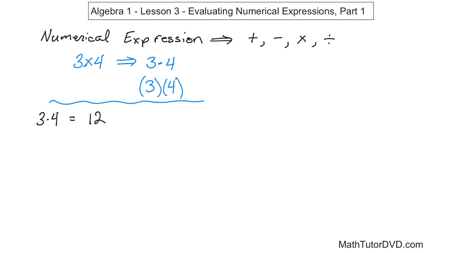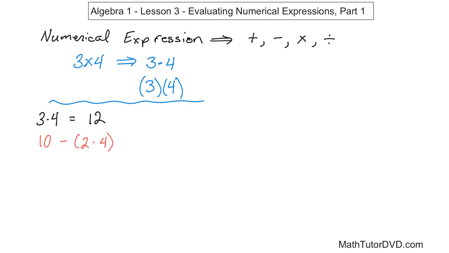So let's get to a couple more complicated ones here. What if you had the numerical expression 10 minus, and we'll use those parentheses again, 2 times 4. So again, we have these parentheses, and I mentioned this in the last lesson. Anytime you see parentheses, it just means you have to do what is inside of these parentheses first. I'm going to repeat that over and over again because it's very, very important in algebra.